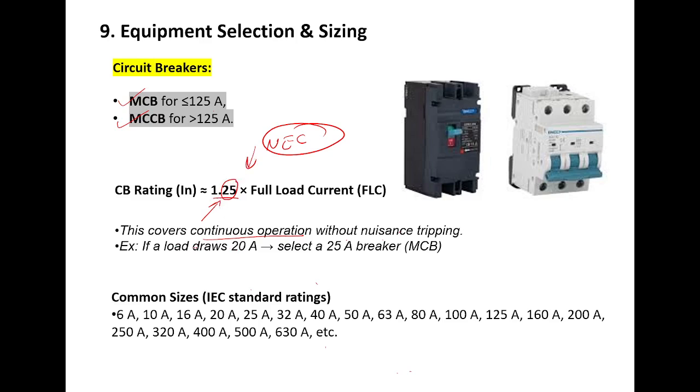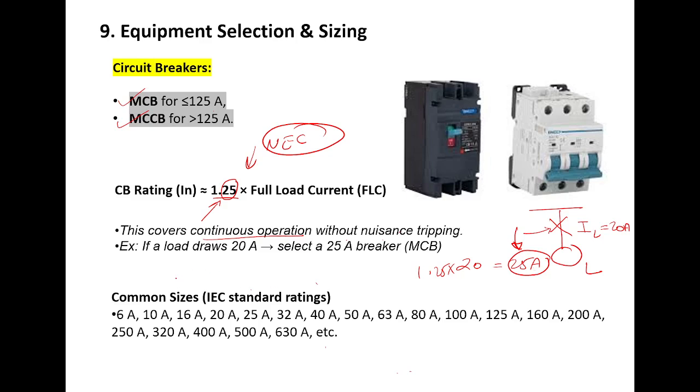So let's suppose you have this circuit, this is your circuit breaker, this is your load, and the load current is 20 amperes. Then what will be the size of this circuit breaker? 1.25 into 20, you will get 25 amperes. So the circuit breaker size of this MCB will be 25 amperes, because it is less than 125 amperes.